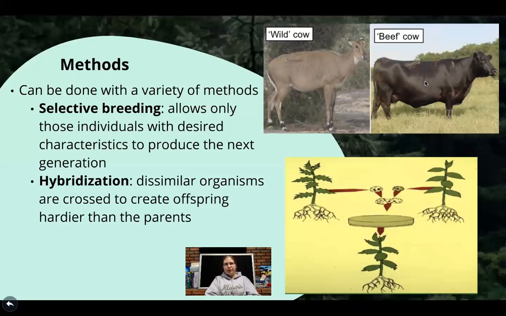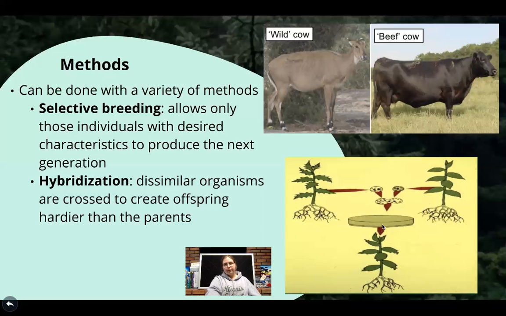And what happens is you take two different species of plant, and we can actually cross them to create offspring that are more durable, maybe larger, etc., than either of the original parent plants.